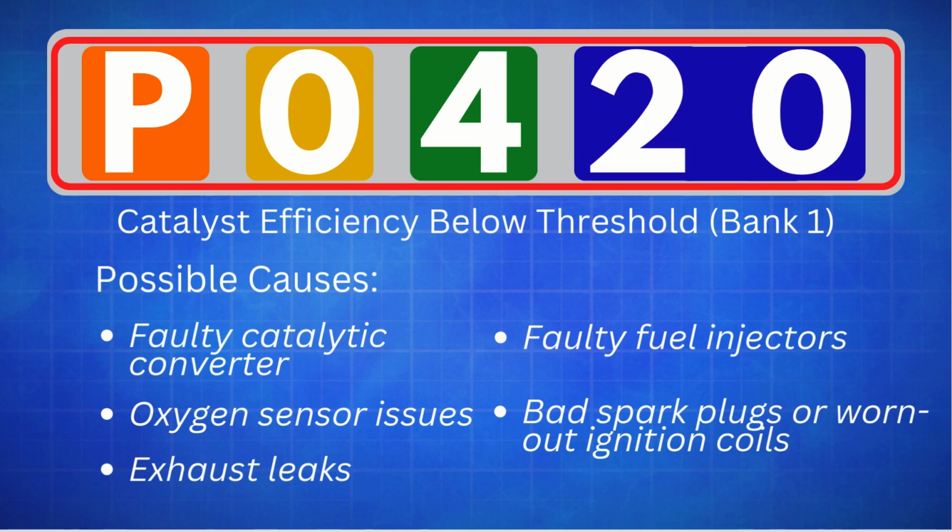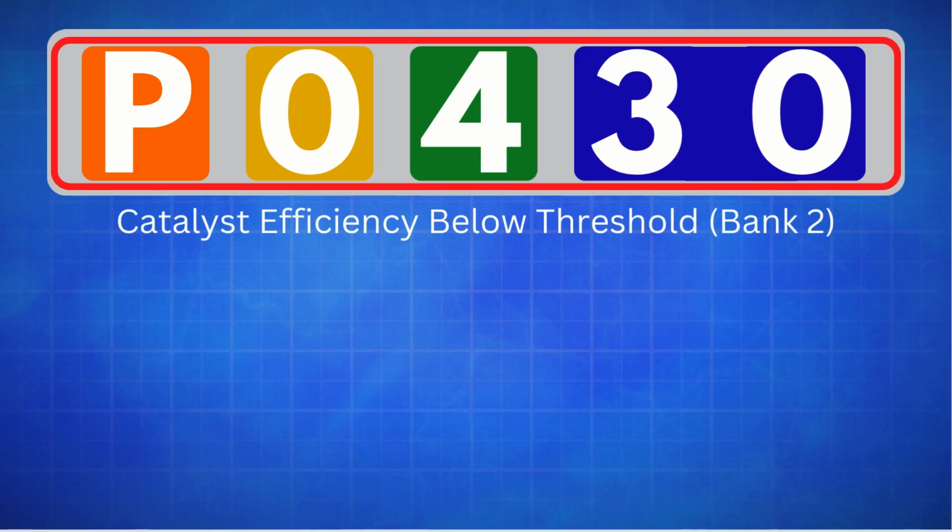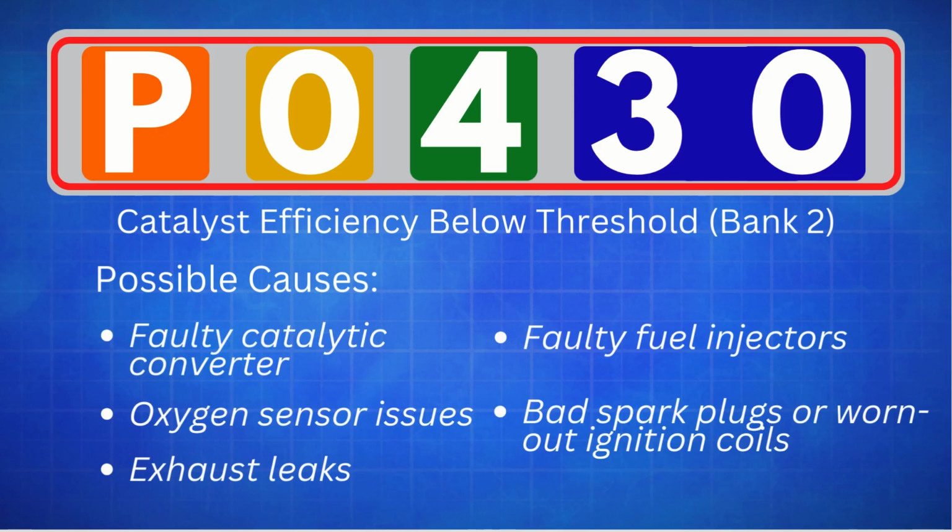Now, let's look at P0430, which indicates catalyst system efficiency below threshold on bank 2. Similar to P0420, this code points to a problem with the catalytic converter on bank 2. It means the converter isn't effectively reducing harmful exhaust emissions. Common causes of P0430 include faulty bank 2 catalytic converter, oxygen sensor issues, exhaust leaks, faulty fuel injectors, bad spark plugs, or worn-out ignition coils.